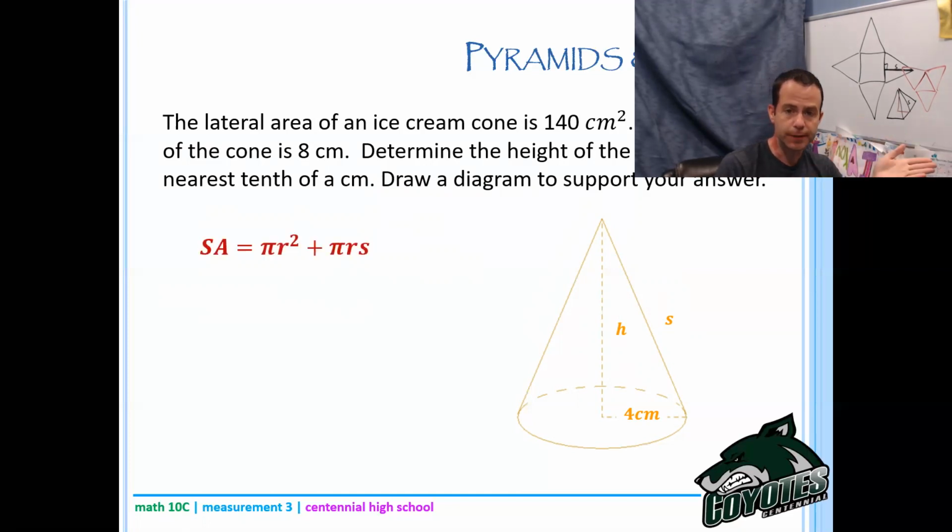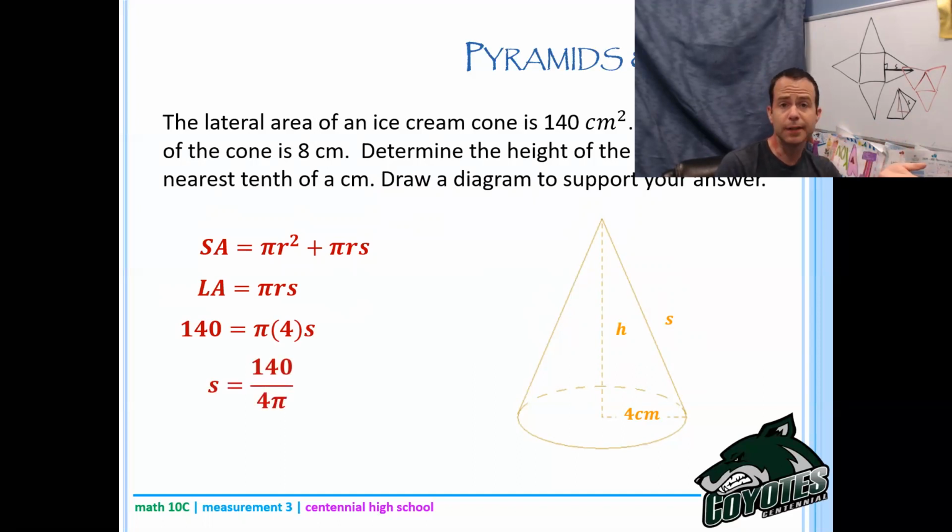So surface area is pi r squared plus pi r s, which means the lateral surface area will be just pi r s. I know the lateral surface area is 140, so I'm going to replace LA with 140. I know the radius is 4. So essentially, to get S, I just have to divide both sides by 4 pi. You can leave it like that, or you can write a decimal if that is more comfortable to you. Just remember, if you're a TI owner, make sure your 4 pi is in brackets.